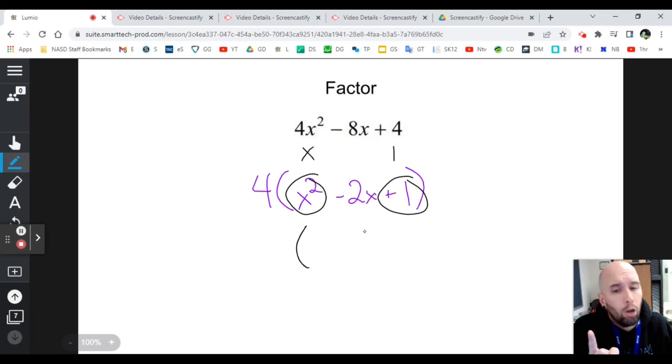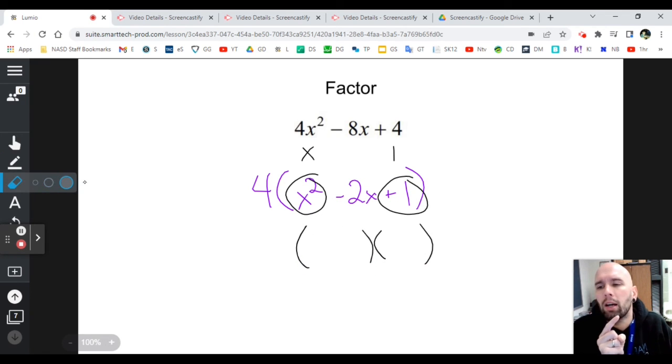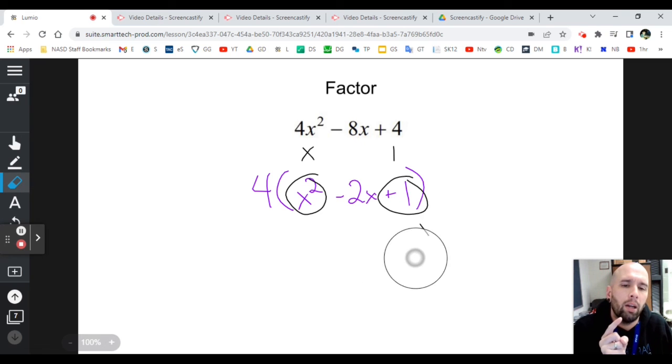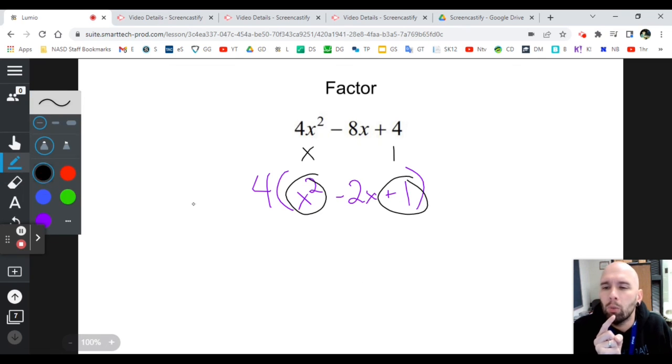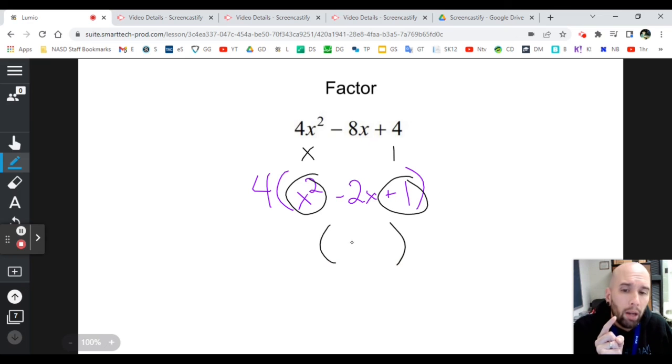All right? So that is a perfect square trinomial. I didn't write out the right thing. I only need one parentheses. So write out the parentheses: x and 1. That's a minus, make it a minus. Square that, put the 4 in front, and I'm done.